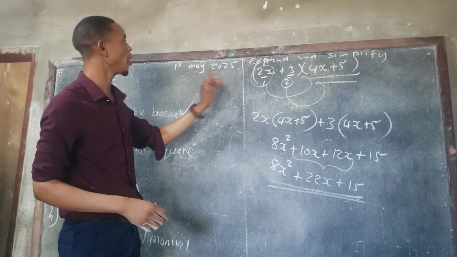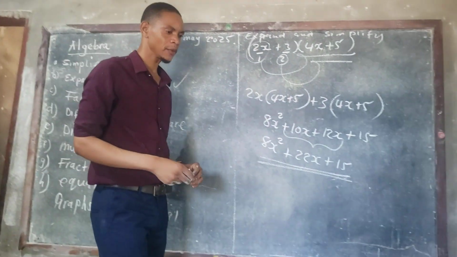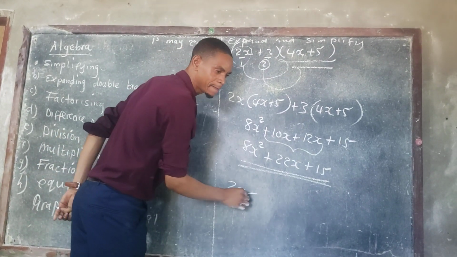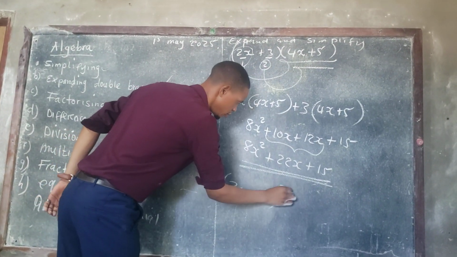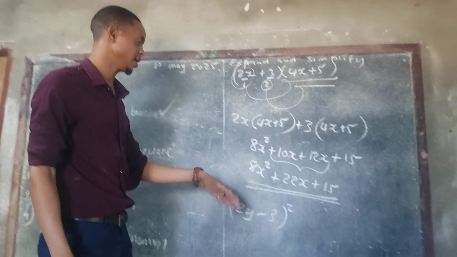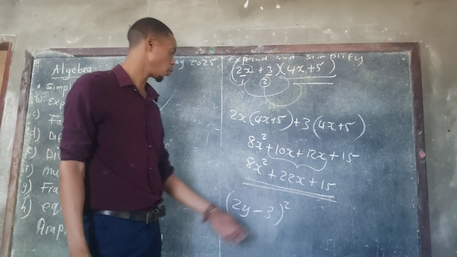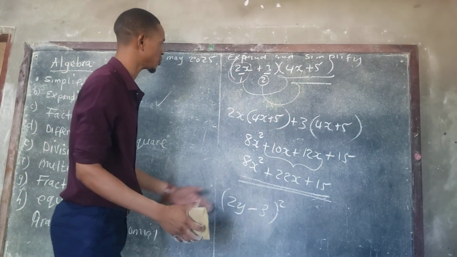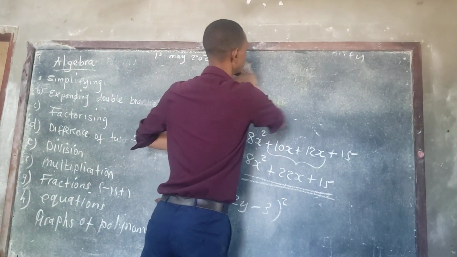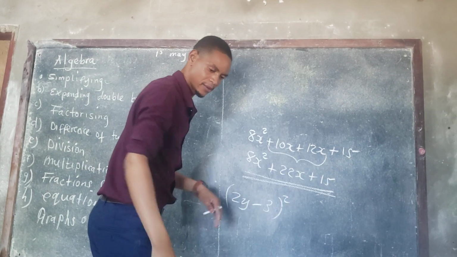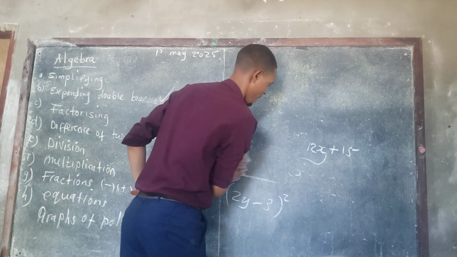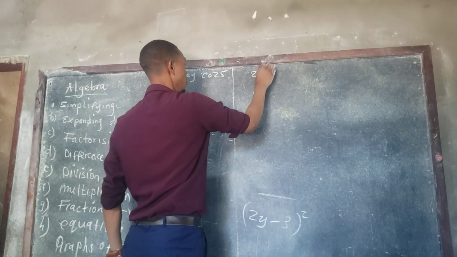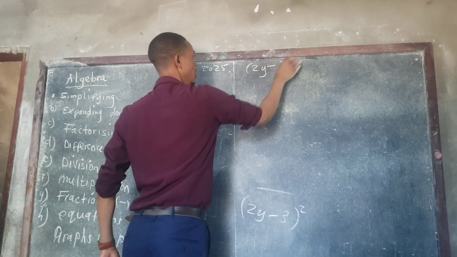The second example under expand and simplify is (2y minus 3) raised to power 2, to the index 2. How do I solve this one? I'll bring my expression as 2y subtract 3, all raised to power 2.